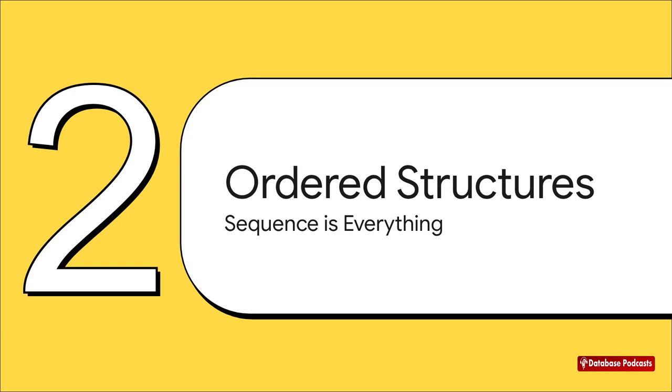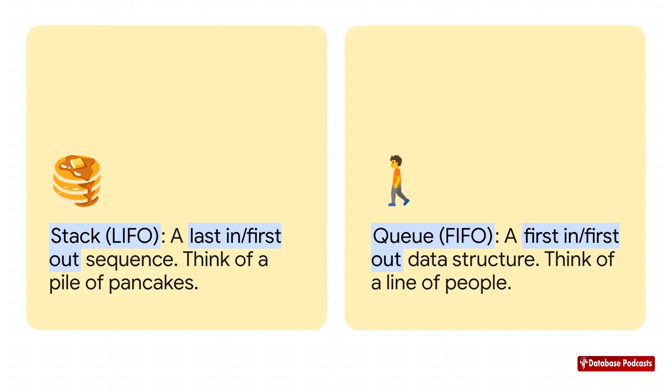Okay, so a list is bad for searching. Got it. But what about times when you're not searching for some random thing in the middle? What if the whole point is about the order that things go in and come out?